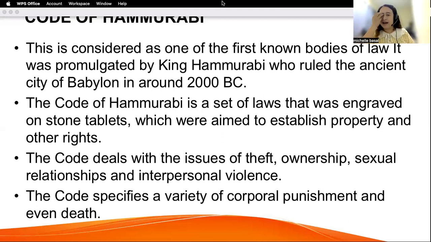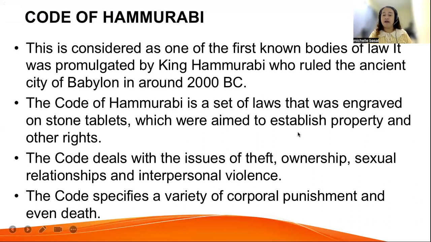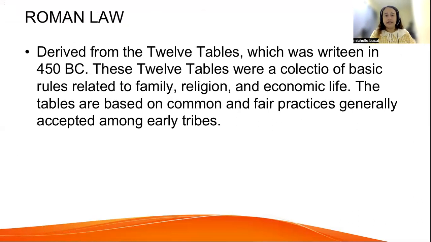So if it is an eye, the penalty is an eye. If it is a tooth, the penalty is a tooth. If a life was taken, the penalty is also a life. That was the basic premise of Hammurabi. Okay. And then we also have the Roman law, derived from the 12 Tables, which was written in 450 BC.